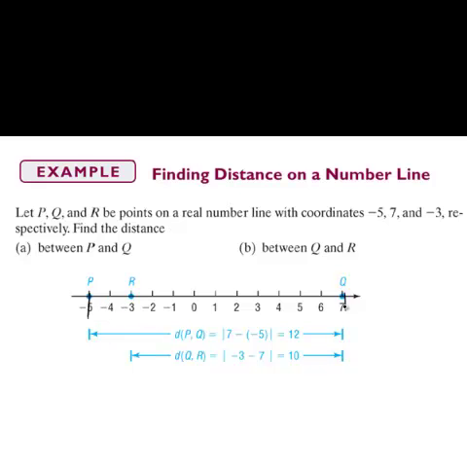So you could either take 7 minus negative 5 or negative 5 minus 7 and then take the absolute value, which gives you 12, either way. If you want to find the distance between Q and R, well, here's R, there's Q. Again, count the number of units between those 2 points. 7 minus negative 3 is 10, or negative 3 minus 7 is negative 10. The absolute value thereof is 10. All right? That's how you do it, folks. That's how you find the distance between 2 points on the line.